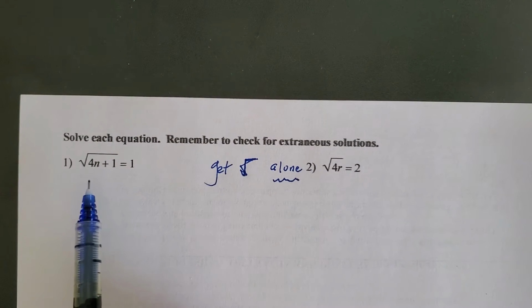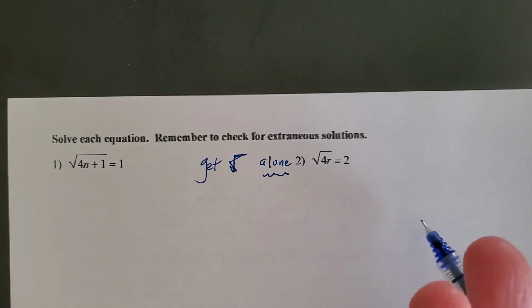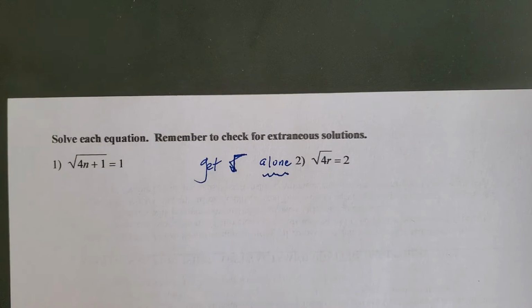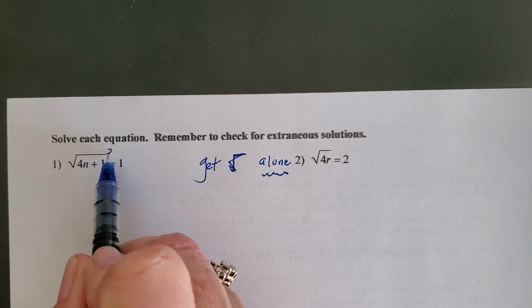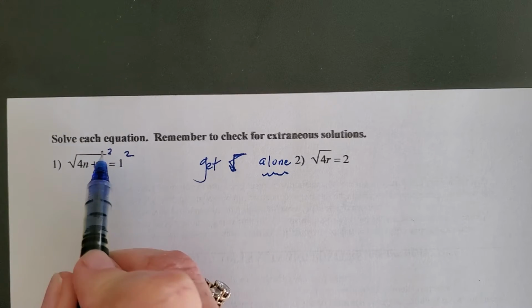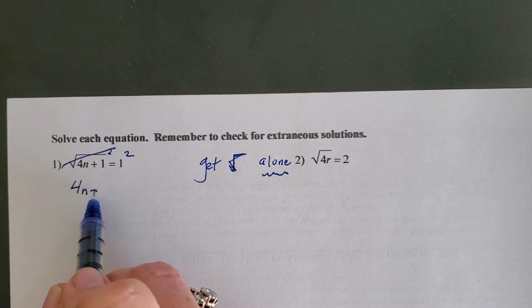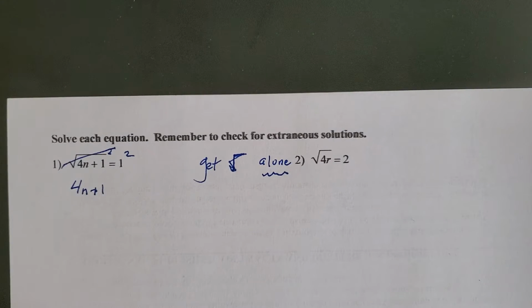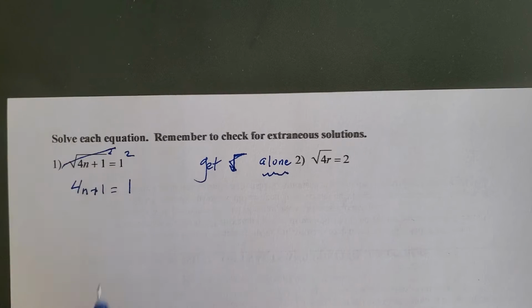So if the radical's by itself on one side, the way we undo a square root, when we're solving, like when something's added, we subtract, we do the opposite operation. The opposite of a square root is to square it. A square and a square root cancel out, and you're left with just what was inside. And then 1 squared is just 1. And then you have this little equation to solve.